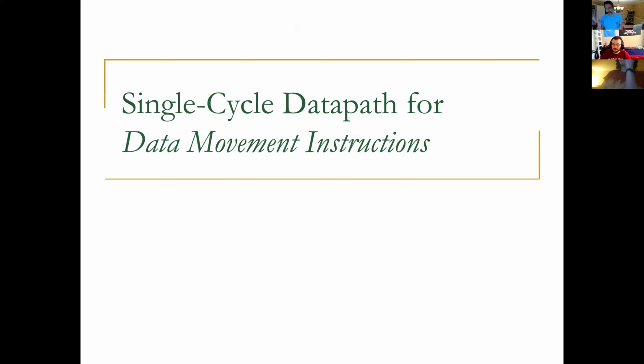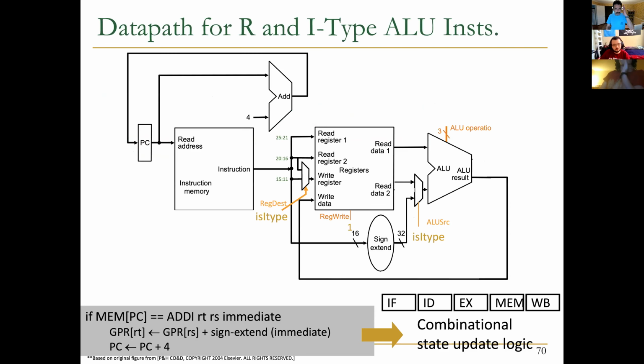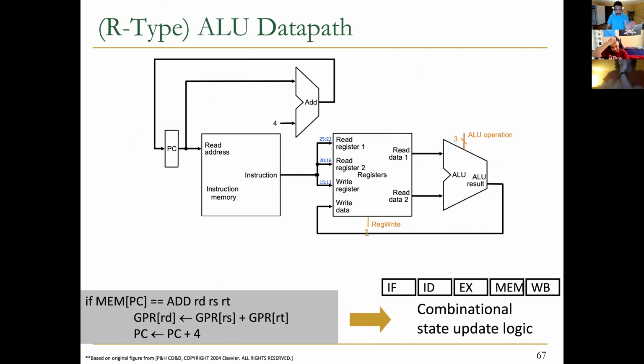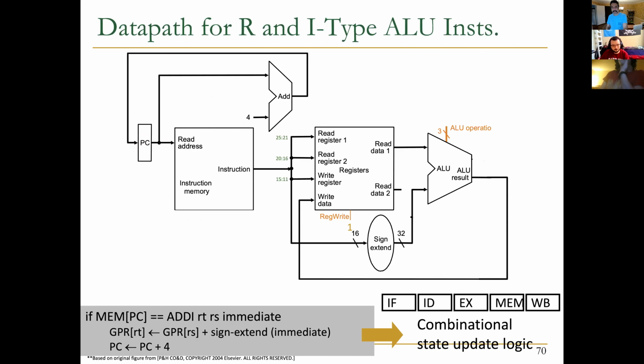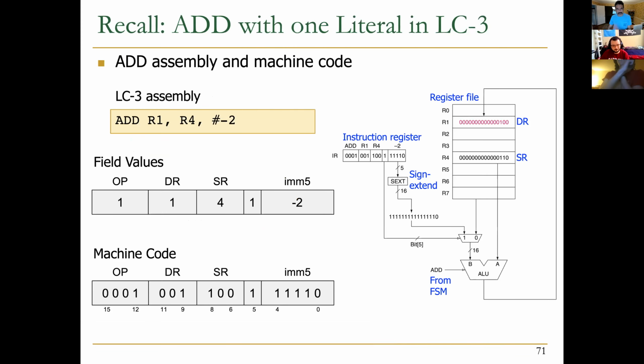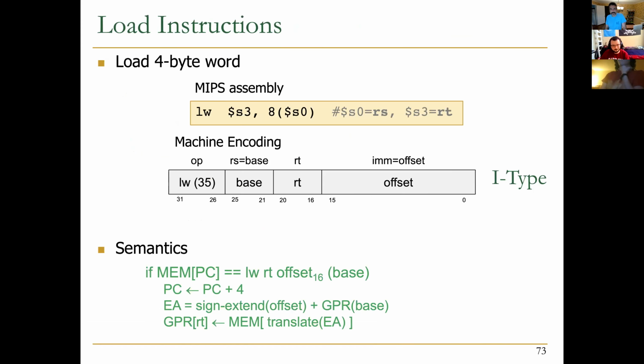Data movement instructions. So far, what we discussed was R-type and I-type. Again, to recap, we started with this simple R-type microarchitecture, and then we added some new elements to enable us to do both R-type and I-type. Next, the other important category of MIPS instructions is data movement. Essentially, it is load word and store word, which you will see.